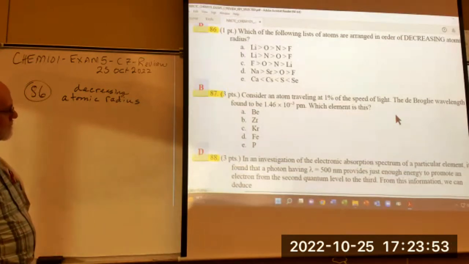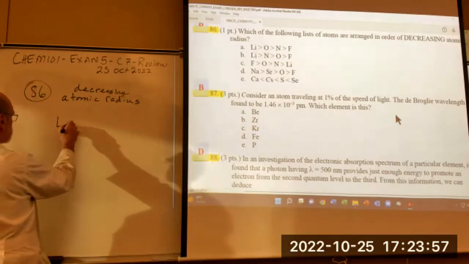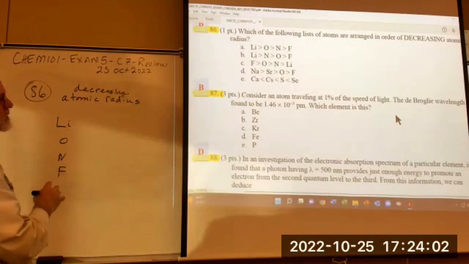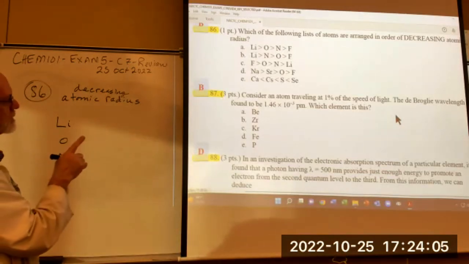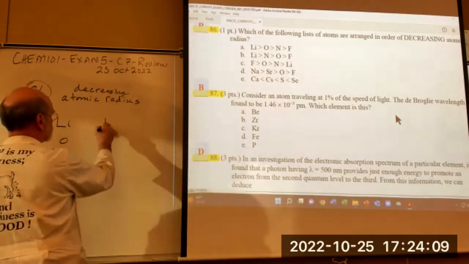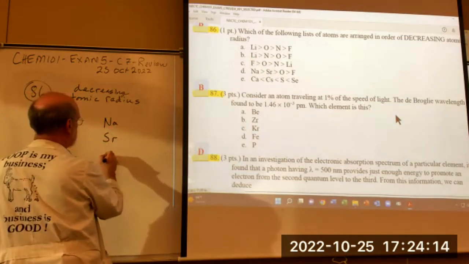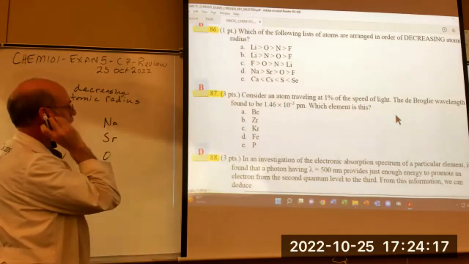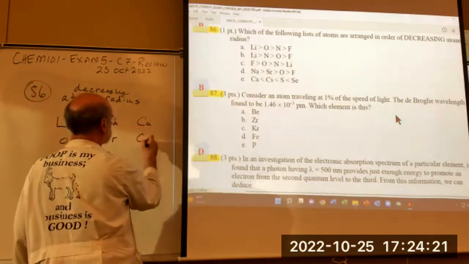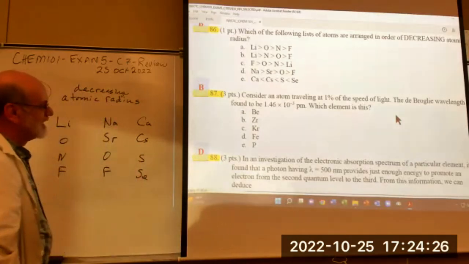So let's see. We've got to look at each one. Lithium, oxygen, nitrogen, fluorine. Let's see if we have any others. Lithium, oxygen, nitrogen, fluorine. Okay, then we get down to D, which has sodium, strontium, oxygen, and fluorine. And then the last one, calcium, cesium, sulfur, and selenium.